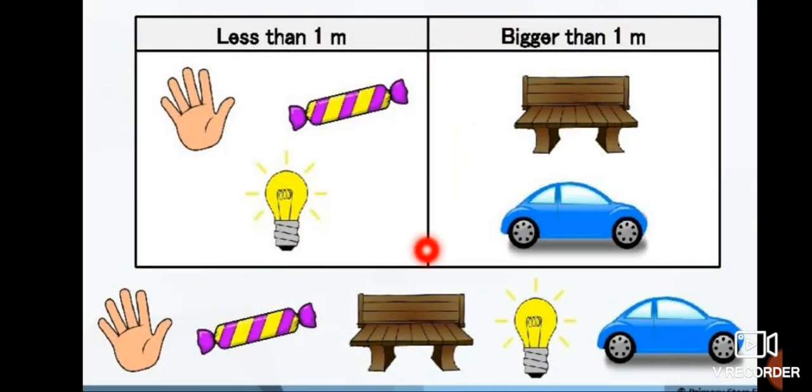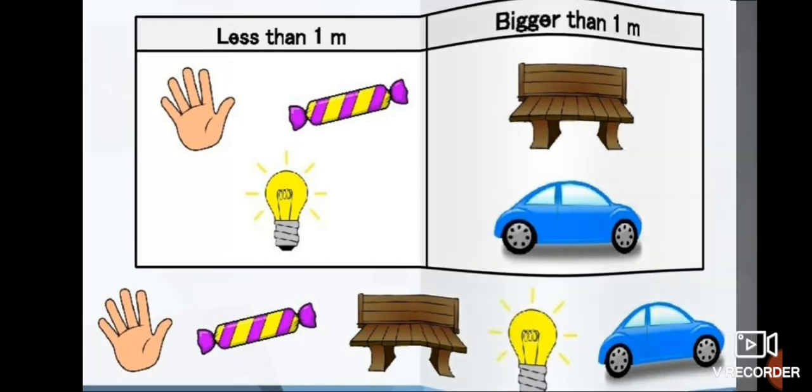Children, here you can see some objects are less than 1 meter and some objects are bigger than 1 meter. Our hand and toffee and this bulb are smaller length objects, no? So all these are less than 1 meter, and here the bench and car are longer objects, so all these are bigger than 1 meter.